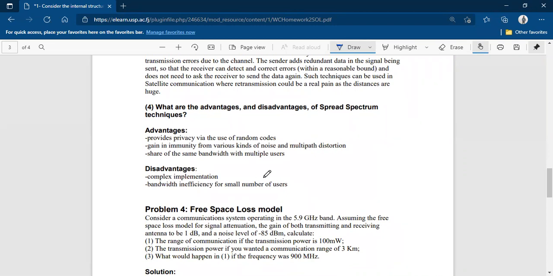Disadvantages: it's a complex implementation, right? When you are adding pseudo random codes, there's some sort of computation that needs to be done, isn't it? So when you are doing that, the complexity in order to implement that particular spread spectrum technique becomes complicated, right?